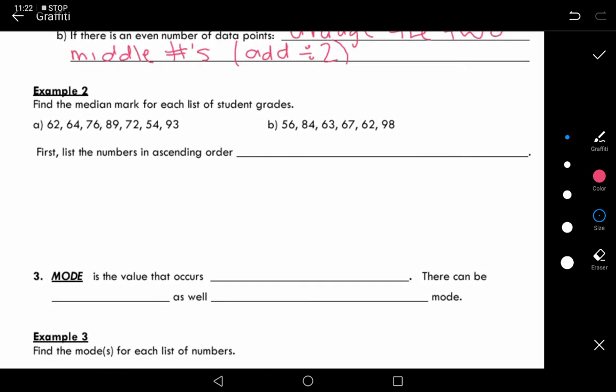So example 2, it says, find the median mark for each list of student grades. Okay, so the first thing that we need to do is list the numbers in ascending order from smallest to largest.